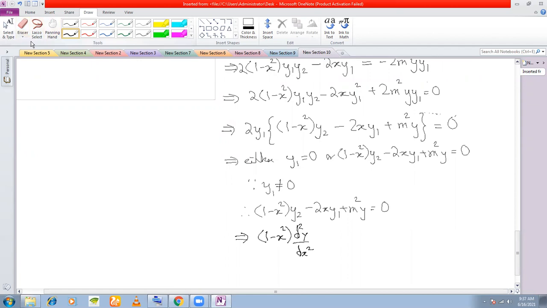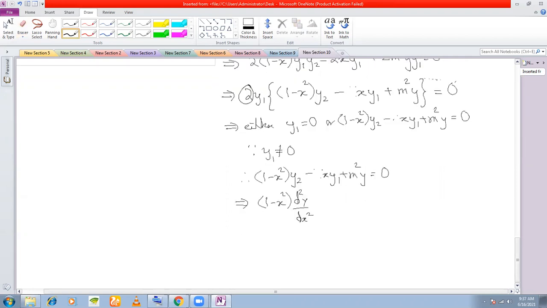Okay, this 2 should not be there. If you take 2 out, this 2 should not be there, and this 2 also should not be there, because we have already taken this 2 out. So you have minus x dy/dx plus m square y is equal to 0. And that is what you needed to prove.